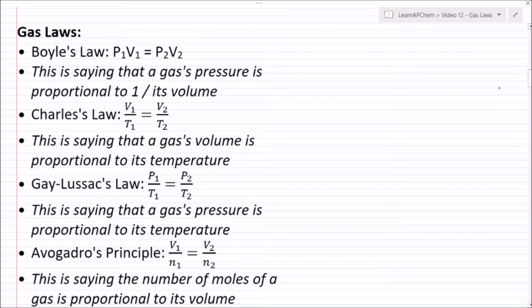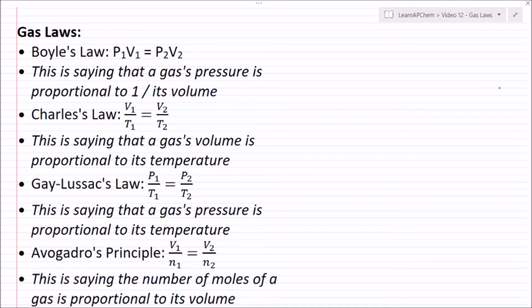Alright, so let's start by talking about a few gas laws. And there are a couple you should know. The first is known as Boyle's law, and this is saying P1V1 equals P2V2. Essentially, a gas's pressure is proportional to 1 over its volume, or pressure is inversely proportional to volume. Similarly, Charles's law states that V1 over T1 equals V2 over T2. Now this one is saying that a gas's volume is proportional to its temperature.